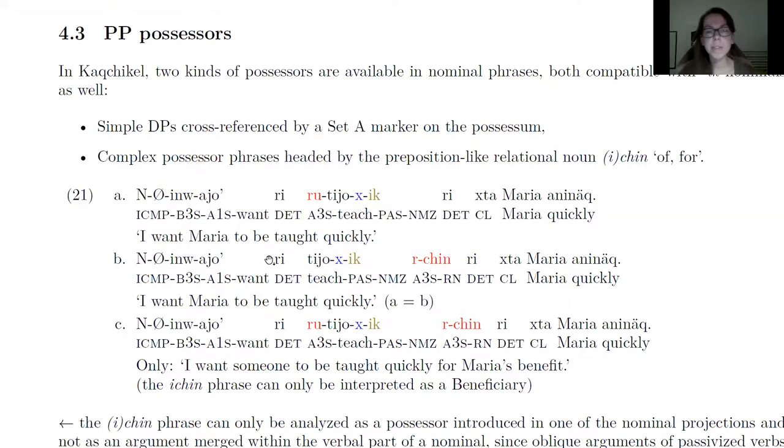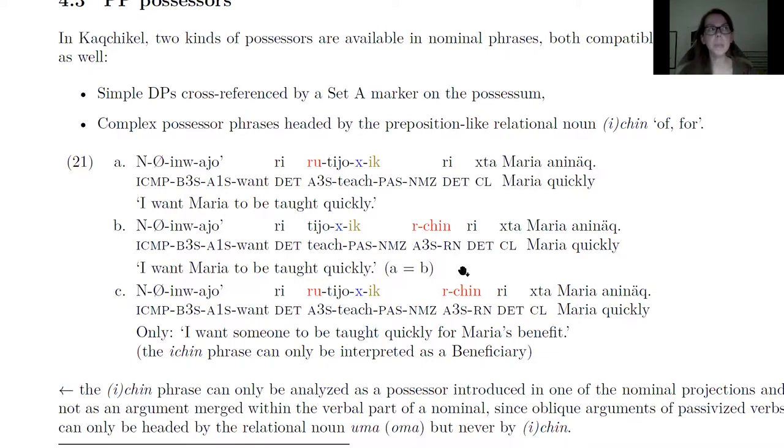So here we have the very same meaning. And now we have this possessor being introduced externally in this prepositional phrase. So we have Riti Hoshik Rchin Rishta Maria. So it's basically teaching of Maria, if you want. The interesting thing here is that no argument of passive form can be introduced by this relational noun Rchin. So it cannot be analyzed as an argument of this passive form, for instance. It can only be analyzed as this possessor in the nominal part of this nominalization.